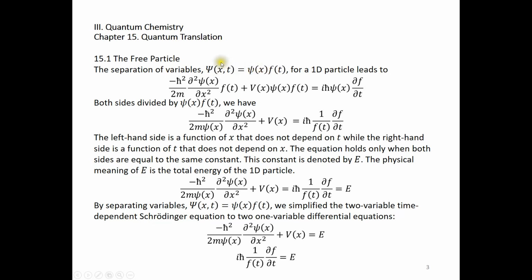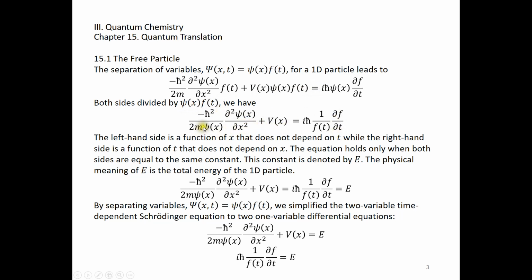We assume the uppercase Ψ, the wave function of x and t, can be expressed as the product of the lowercase ψ of x only multiplied by a function of time, f of t. So now we have this time-dependent Schrödinger equation. We can now divide both sides by ψ of x and f of t. Now we have this equation.